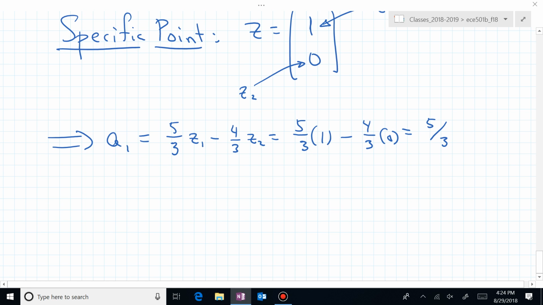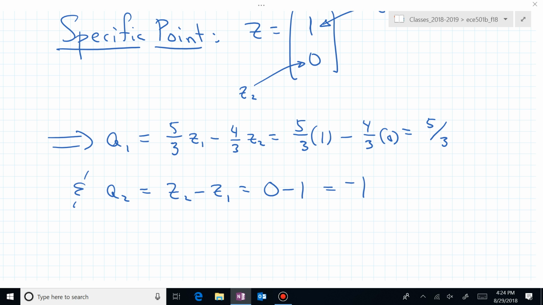And a sub 2 was z2 minus z1, or 1 minus 1. A sub 2 now tells me I just need to go in the opposite direction with the same dimensions as v sub 2 started with.